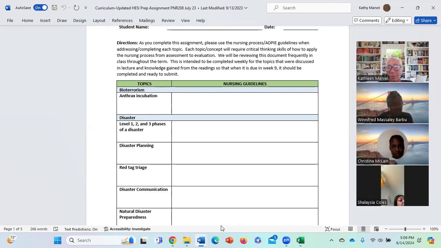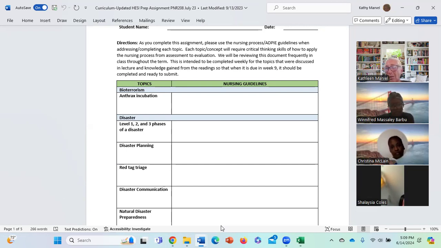So you never got a chance to see what type of questions it is? No. I can share with you the topics. That's all I know. I don't know the questions on the HESI, but I do know the concepts and the topics they're covering. So there is a question about anthrax incubation.